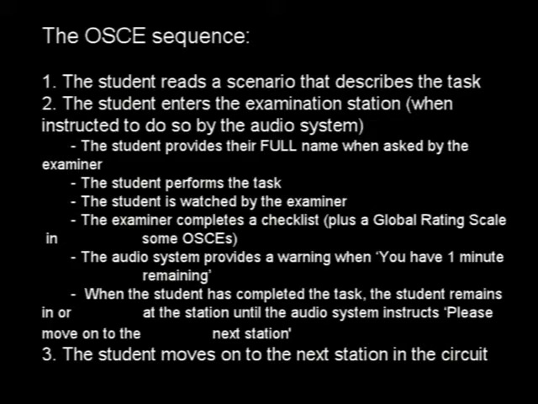The typical sequence of an OSCE is that first, the student reads a scenario that describes the task. Then, when instructed to do so by the audio system, the student enters the examination station. The student provides their full name when asked by the examiner, and then performs the task, while being watched by the examiner. The examiner completes a checklist, plus a global rating scale in some OSCEs, and the audio system provides a warning when the student has 1 minute remaining.